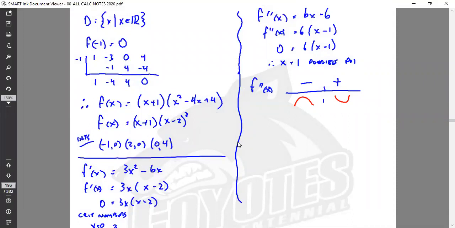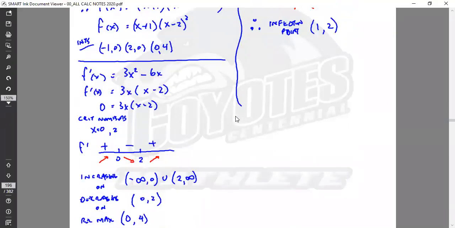Therefore, we have an inflection point because we change concavity, and it's defined at 1. So therefore, an inflection point at 1, comma, we plug that into our original function, it ends up being 1, 2. All right. Now, all of that thrown together, what does this look like?